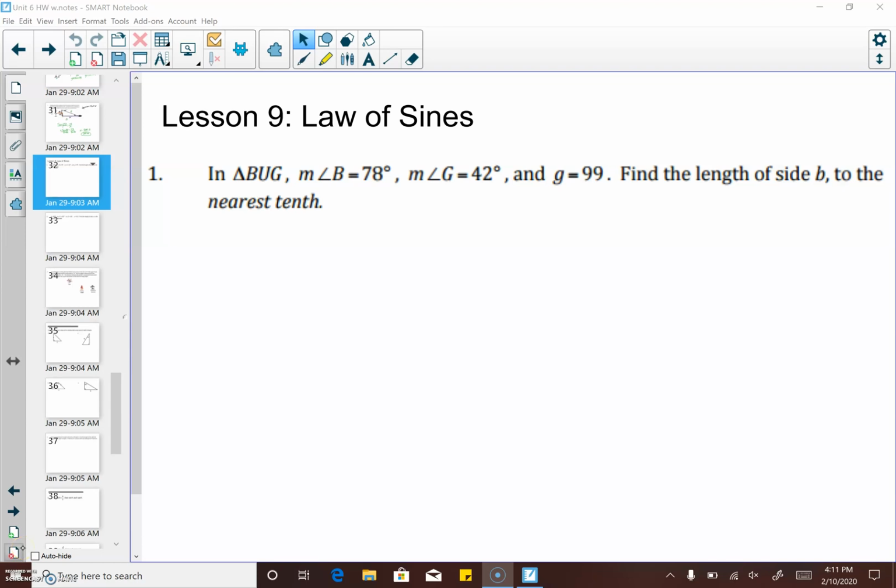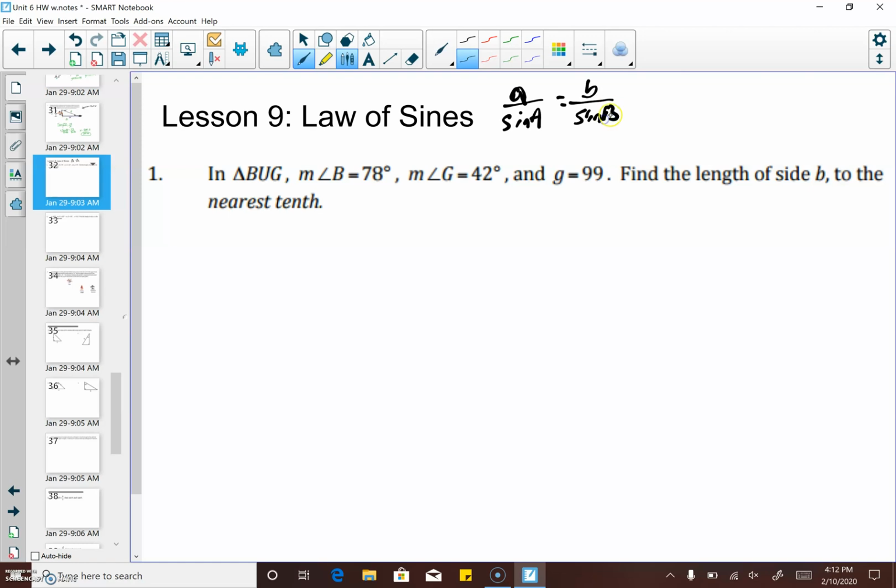For lesson 9's homework, we're going to start to talk about the law of sines, which, if we remember, we'll write here on the top of our page: a over sine A equals b over sine B equals c over sine C. So remember, we can only use two of these at the same time, but it's the side length over the sine of its opposite angle equals the side length over the sine of its opposite angle.